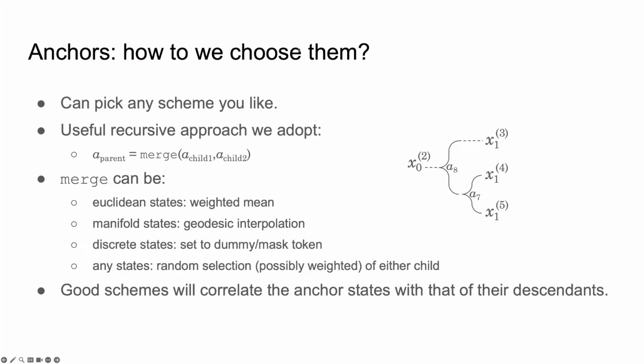So how do we choose them? It's a little like how we sample the to-be-deleted elements. You get to pick any scheme you like, but some schemes will be useful and some will not. One generally sensible approach is to set the parent anchor value to be some merge operation of the two children. For Euclidean states, merge might be a weighted average, so the anchor will be at a point in between the two values. For manifold states, it can be a geodesic interpolation. For discrete states, when you merge two elements, you could always set the merge anchor to a dummy value.